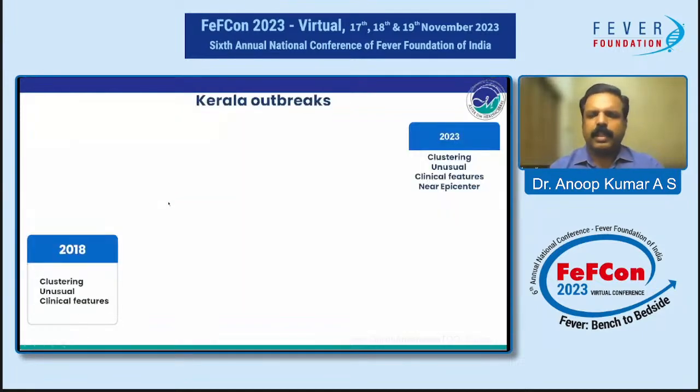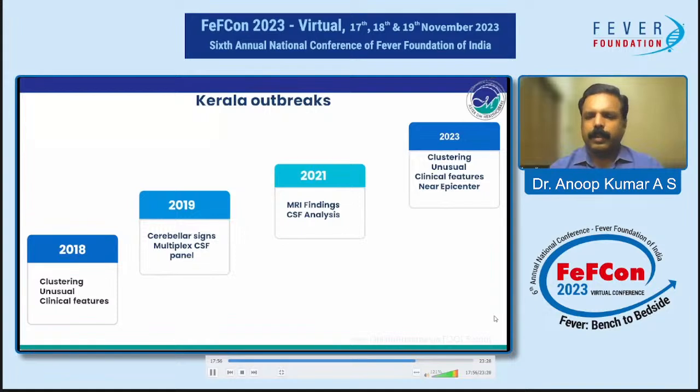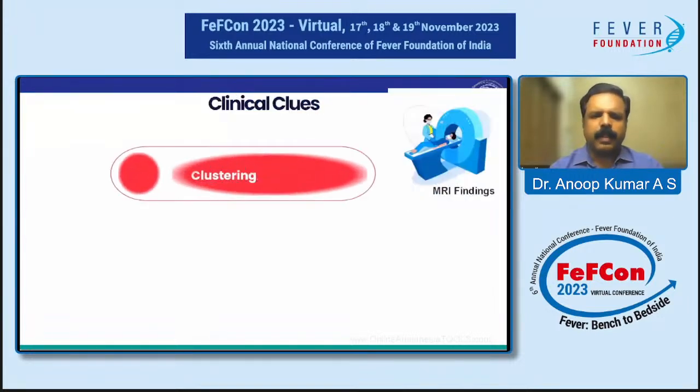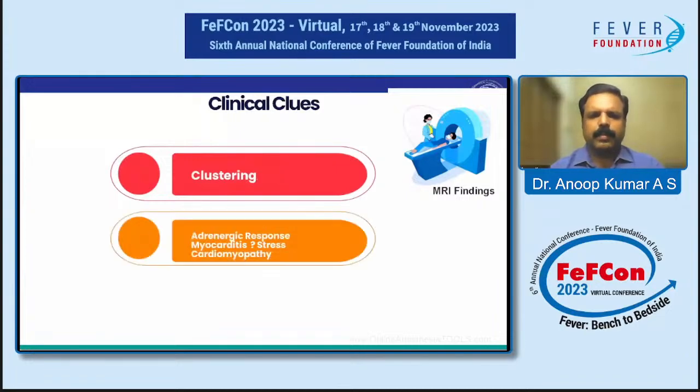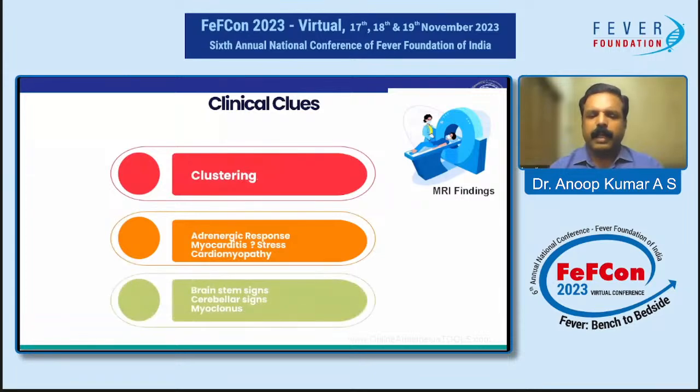So in 2018, we diagnosed the cases from clustering and unusual clinical features. In 2019, it was cerebellar signs and multiplex PCR, which helped the clinician to detect. In 2021, it was MRI findings and CSF analysis. And now again, the clustering of cases, unusual clinical features, and as they are from the previous epicenter, helped us to diagnose. So you have to always look for the possibility of clustering. Then symptoms like adrenergic response, myocarditis, stress cardiomyopathy, brainstem signs, cerebellar signs, myoclonus, along with the typical MRI findings, we have to always think about the possibility of Nipah.